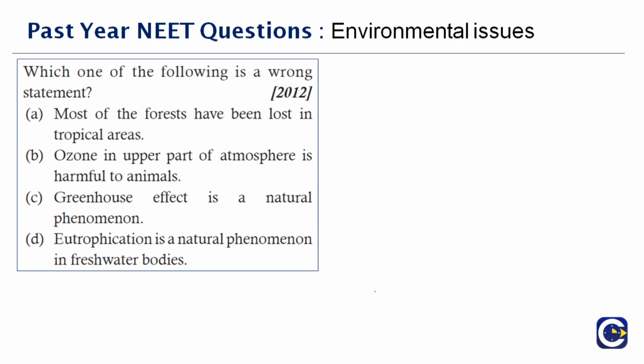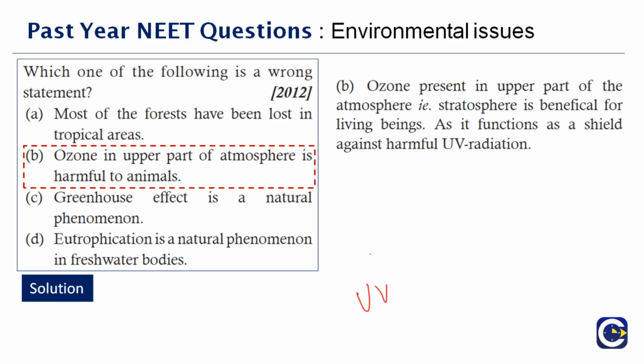Next question here. Which one of the following is a wrong statement? We have to analyze the statements here. Most of the forests have been lost in tropical areas. Ozone in the upper part of the atmosphere is harmful to animals. The greenhouse effect is a natural phenomenon, and eutrophication is a natural phenomenon in freshwater bodies. So what is wrong out of the four statements is option B. Ozone is present in the upper part of the atmosphere, the stratosphere. It is actually beneficial to living beings because it absorbs UV rays and thereby prevents them from entering the Earth's surface. Therefore, the wrong statement is option B.